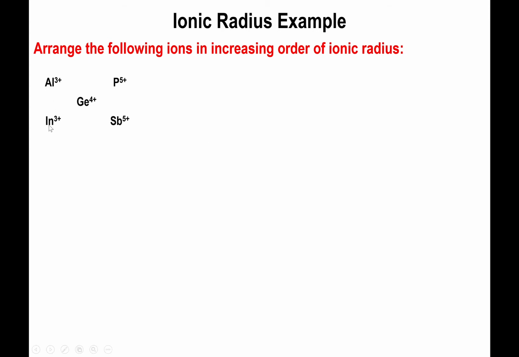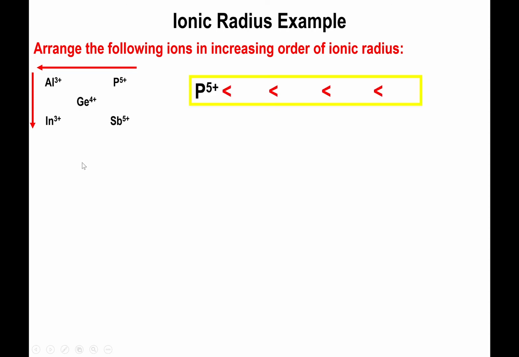The way I have arranged aluminum 3+, phosphorus 5+, germanium 4+, indium 3+, and antimony 5+ is the same order as you find them in the periodic table. So the first thing you could do is use the regular trends. In terms of increasing size, you know that the size will increase going from right to left and also going from top to bottom in the table. So phosphorus 5+ should automatically be the smallest species in this set of 5 ions, and indium 3+ should be the largest one.